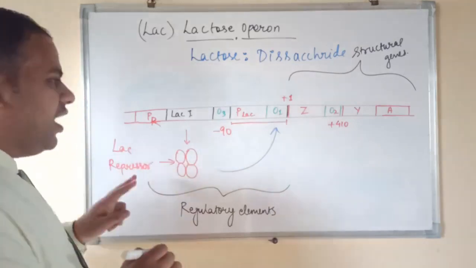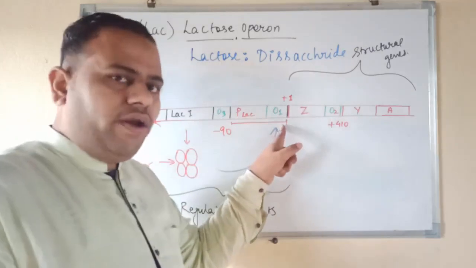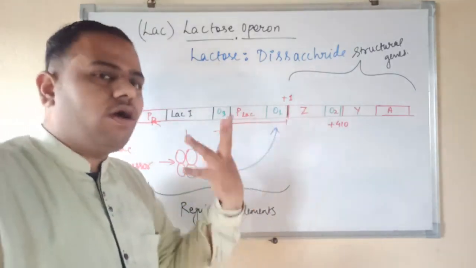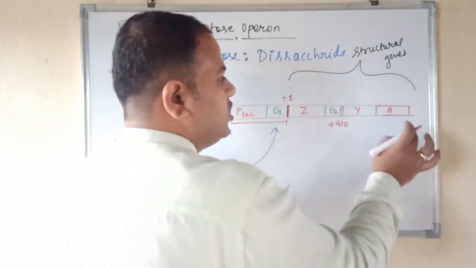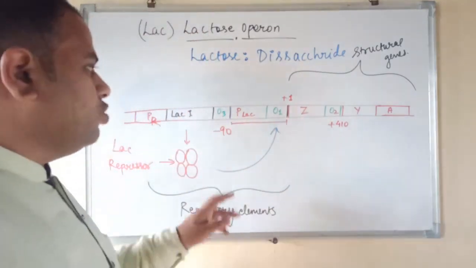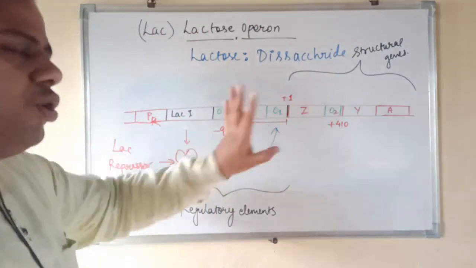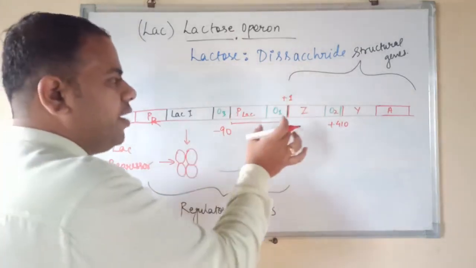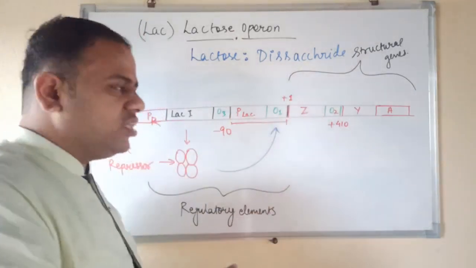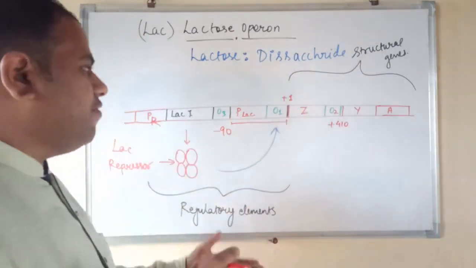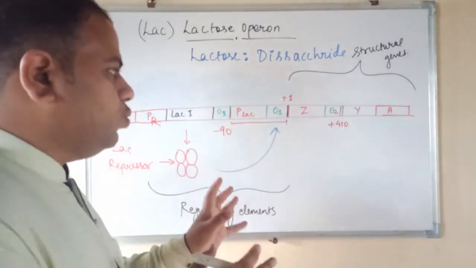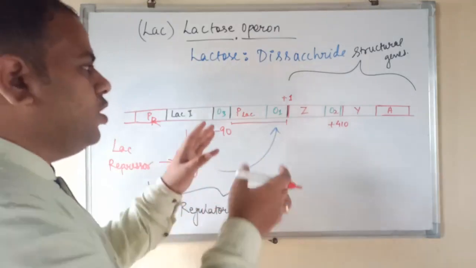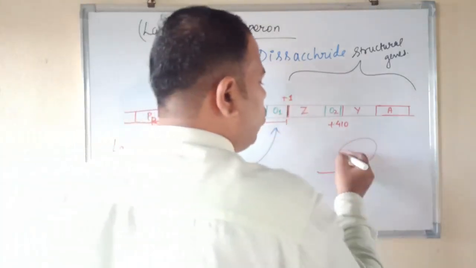So this Lac repressor is going to bind at the O1 region and block the promoter for the ZYA genes, that is the structural genes of the lactose operon. It has maximum affinity towards the O1 region, that is operator 1, and less affinity to the O3 and O2 regions. So what this repressor is going to do is entangle this whole operon like this.